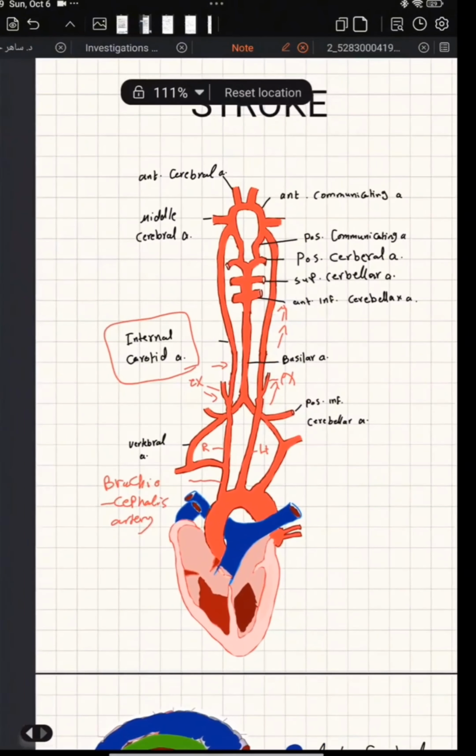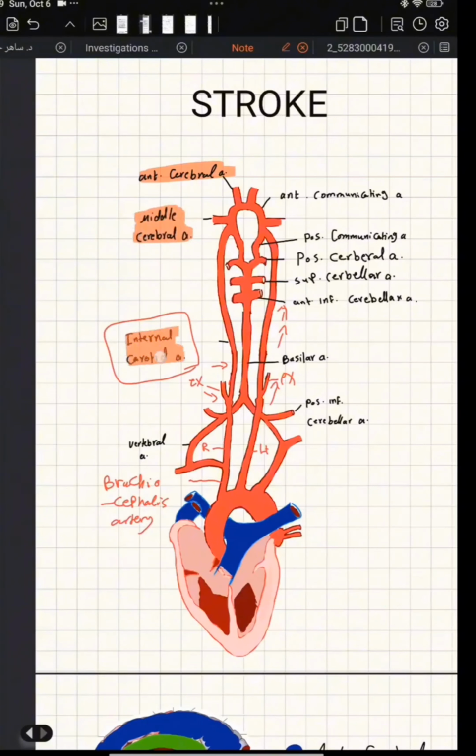Okay, so these are the important branches that we have to keep in mind, because if there's a blockage within them, this will result in stroke and important symptoms. The anterior cerebral artery is important if there's a clot or rupture. The middle cerebral artery and the internal carotid artery. This is for the anterior circulation.